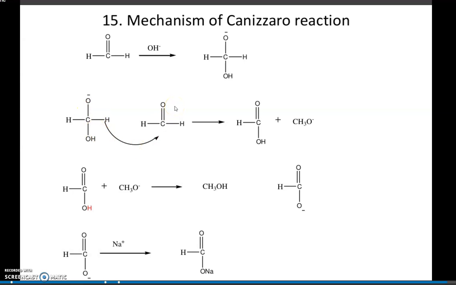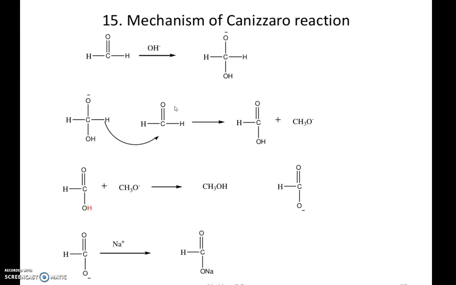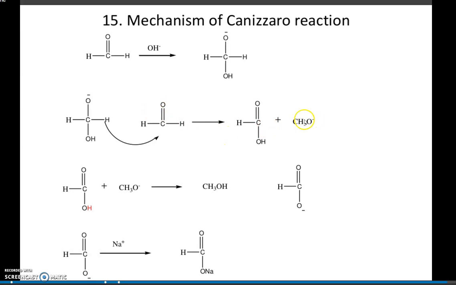There are several types of mechanism here, and again this one will react to give CH3OH, and from here this H will eliminate. This H will combine with CH3O minus to give the alcohol, and here O minus will be produced. To the O minus, Na plus will attach, and we will get salt and alcohol.